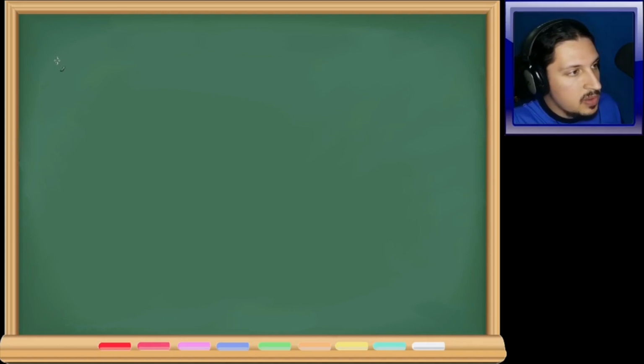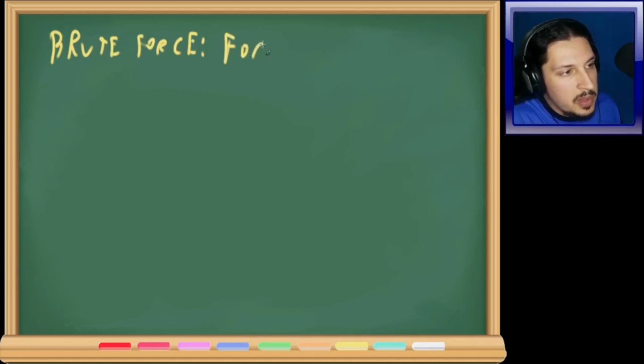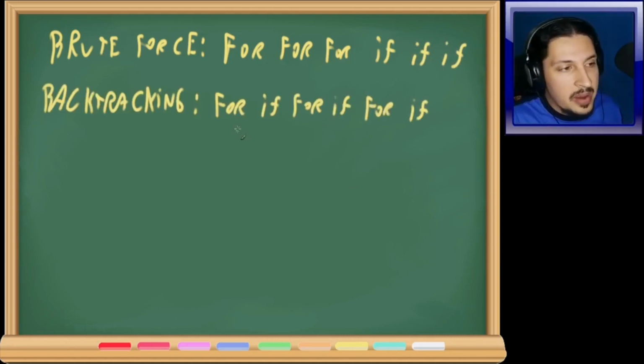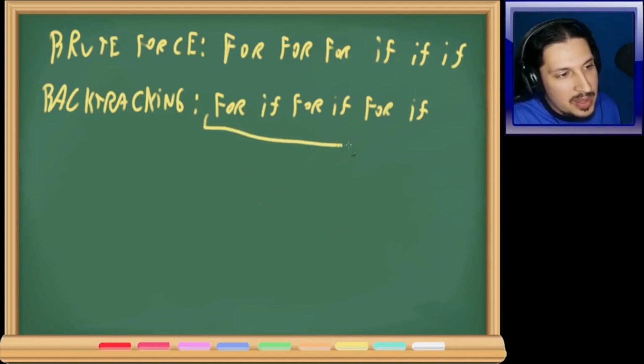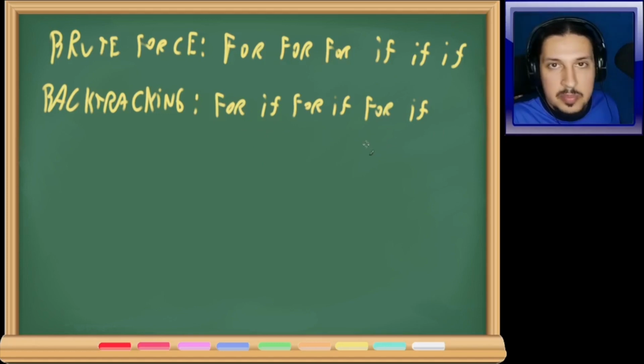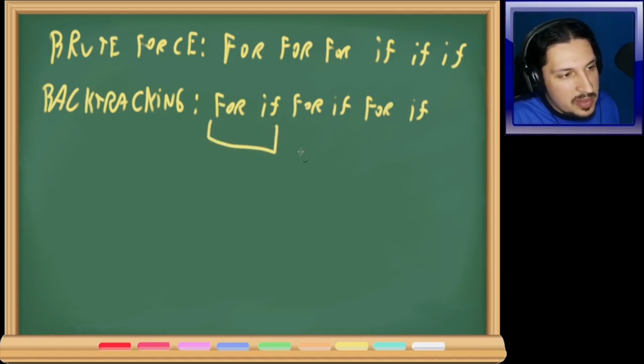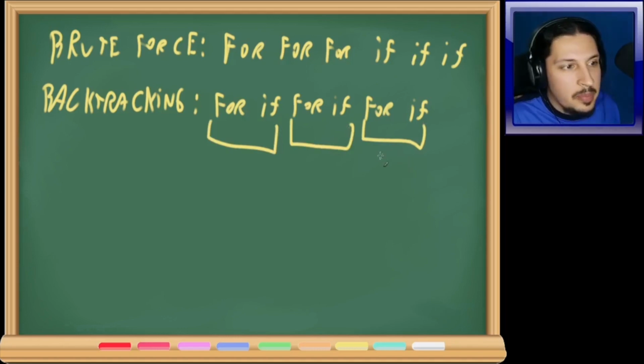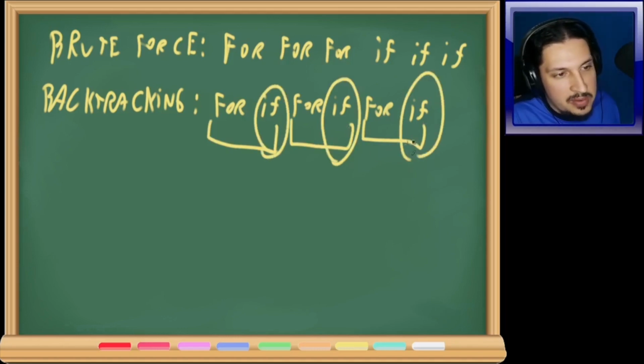And I like to sum it up by saying that brute force is for, if. While backtracking, on the other hand, is for, if. Now, this might look like a joke, but it's not. This is actually the difference, and this is actually an example of why a backtracking algorithm might be just a simple for loop. The key part is that for each step that you make towards the solution, you start checking and making validations.